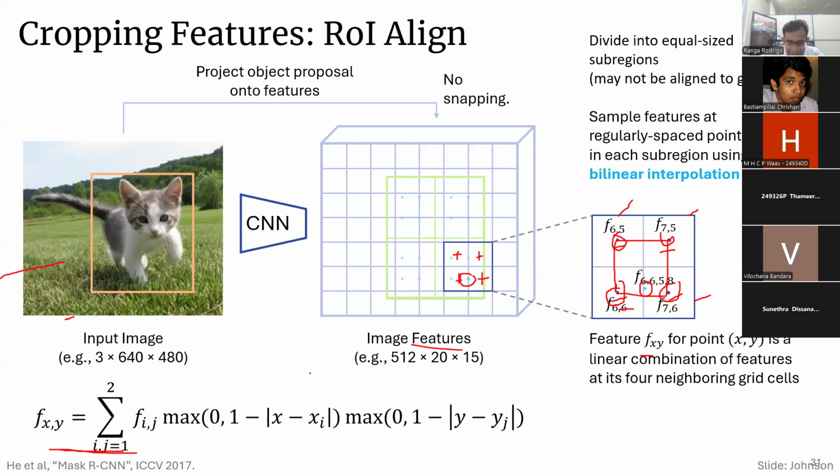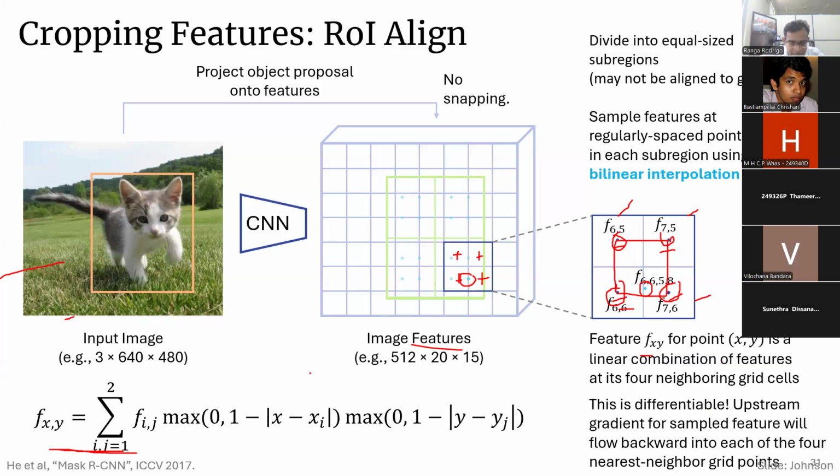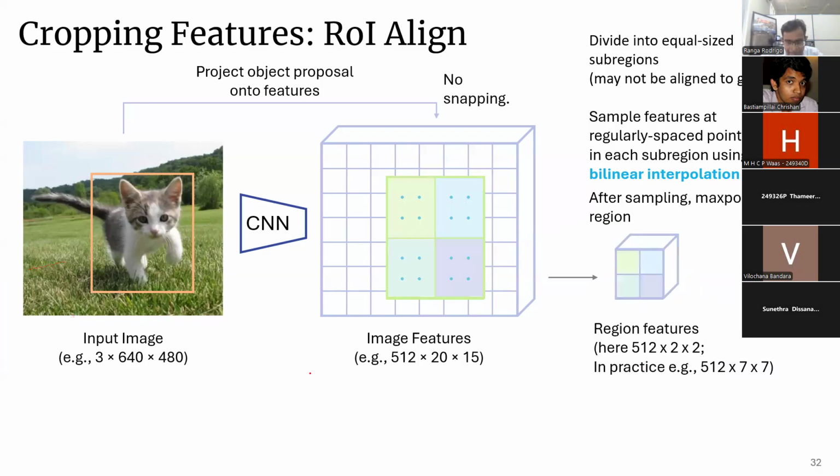How do you find that? This is differentiable. Upstream gradients for sampled features will flow backward into each of the four nearest neighbor grid points. So this is also an advantage. After sampling, max pooling in each region, so you get the maximum value in each region. So region features 512 by 2 times 2. In practice, it's 7 times 7.